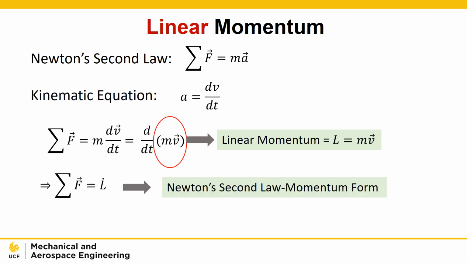If we denote the time derivative of linear momentum by L dot, then we get Newton's second law in the momentum form, that is, summation F is equal to L dot. This law states that the resultant of the forces acting on a particle is equal to the rate of change of linear momentum of the particle.